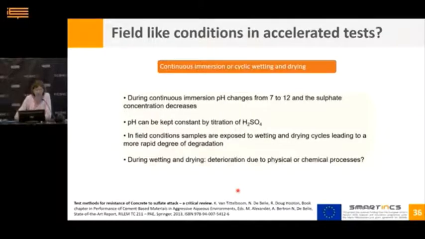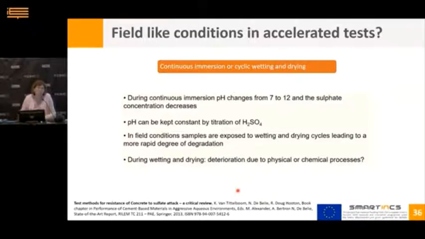If we look at continuous immersion versus cyclic or wetting and drying, in the immersed condition, we should be careful about the pH changes that occur, because if you have your specimens in a box of sulfate solution and the mass ratio of your solution versus your specimens is quite low, then you will have a fast change of the pH of your solution, as you can see there, from 7 till much higher values, 12 is mentioned there, and also the sulfate concentration decreases.